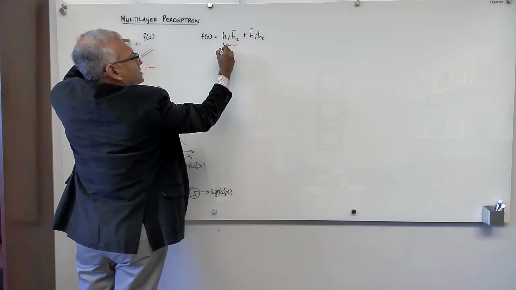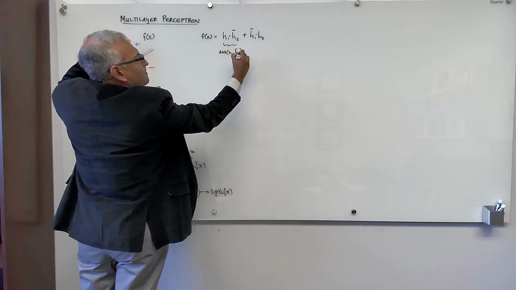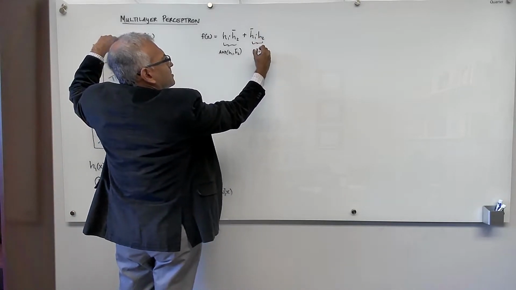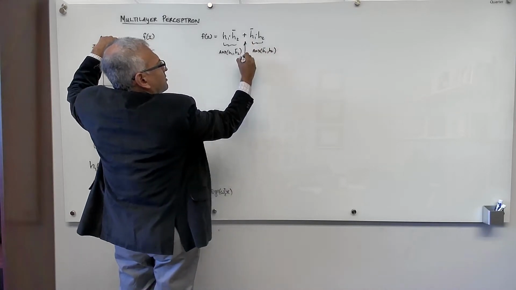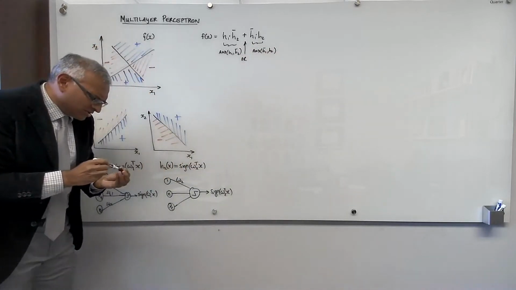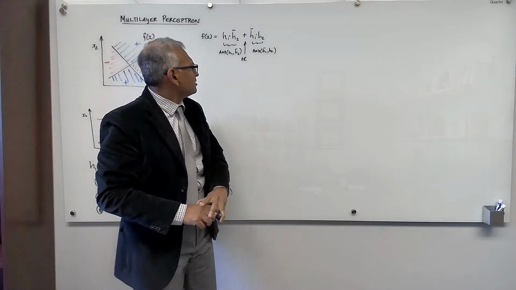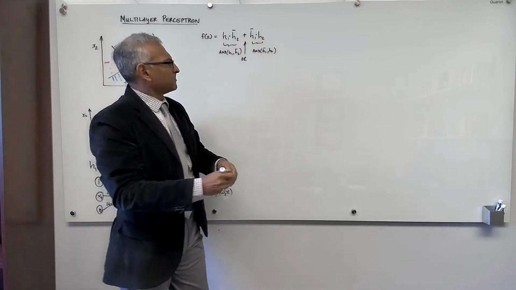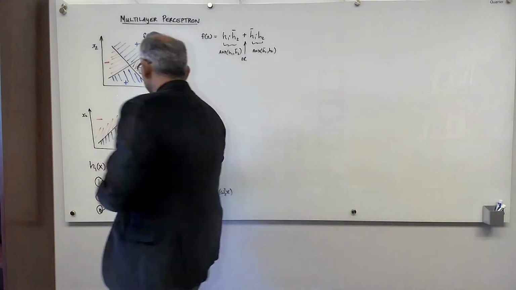So think of this as the AND of h1 and h2 bar. Okay. And think of this as the AND of h1 bar and h2. And here I have an OR. Now, this is somewhat standard notation in computer science and electrical engineering, where we represent AND by multiplication and OR by addition. Okay, and I will formally define these things right now.